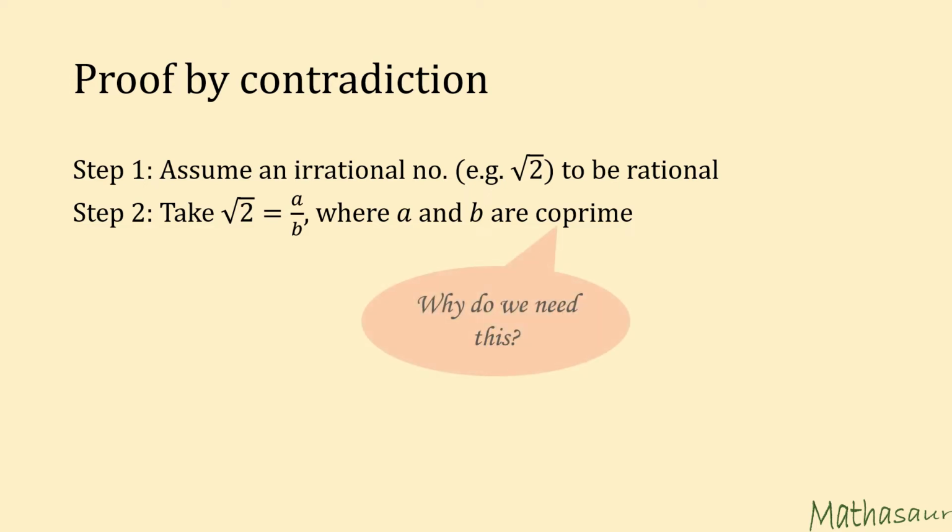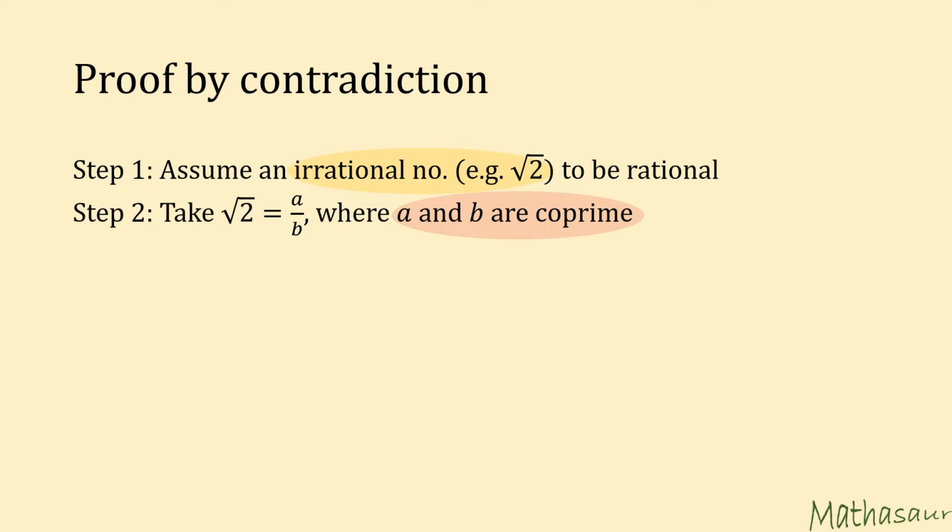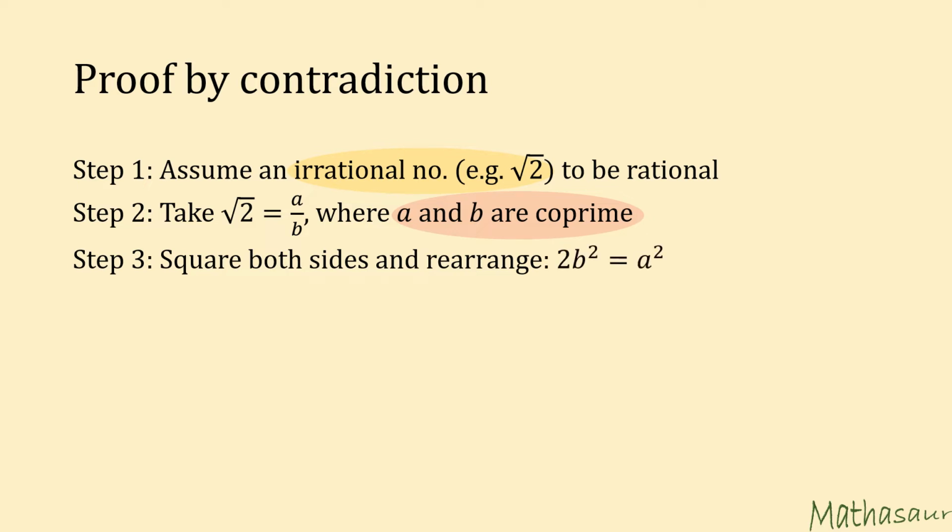Why do we need to say that a and b are co-prime? Why is this important? Well, this is what we are going to contradict. And square root of 2 is irrational is what we are going to prove. So let us take the statement to prove in yellow and the statement to contradict in pink. Now let us get rid of the square root term. So let us square both sides and rearrange. We see that 2b square is equal to a square.